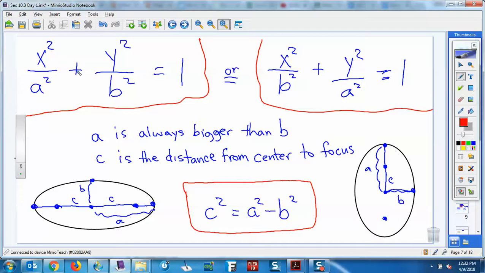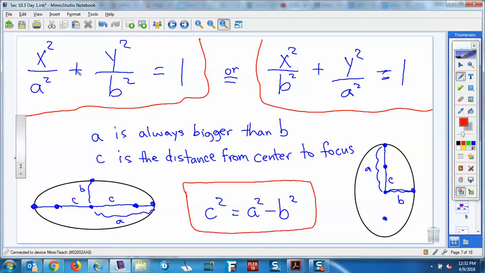Okay, so A is always bigger than B, and C is the distance from the center to the focus, much like the P, I guess you might think of, was on the parabola. Well, here's the connection. Once you know the A and the B, C squared is always A squared minus B squared. Okay? C squared is equal to A squared minus B squared. All right? Looks like the Pythagorean theorem. It's not. It's got a subtract sign in it and so forth.